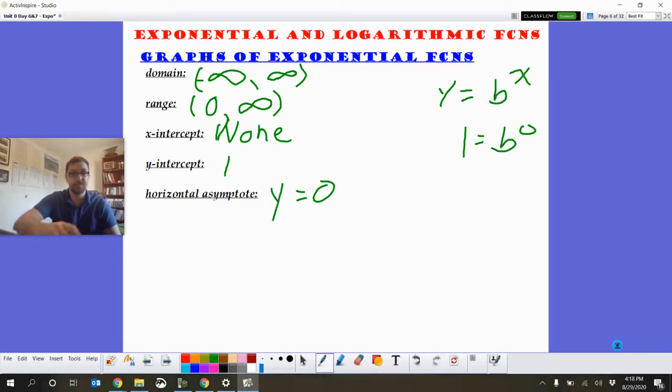Y equals 0 because it's a horizontal line, y equals some number. It's never going to cross that x-axis.